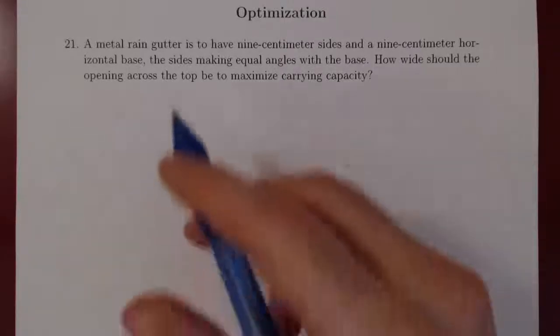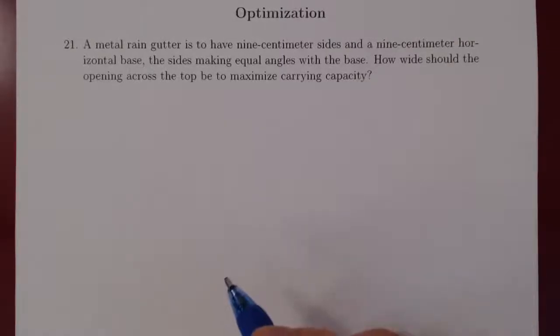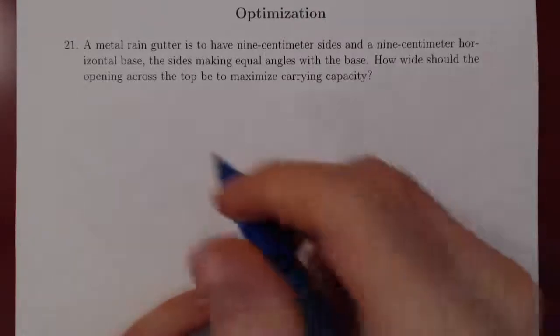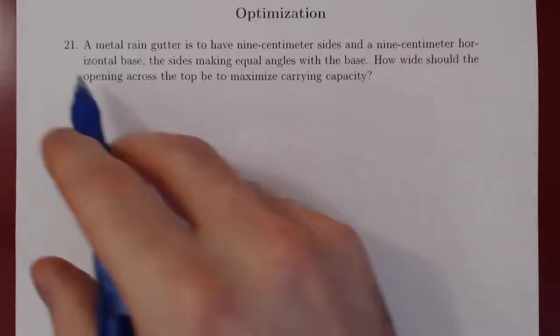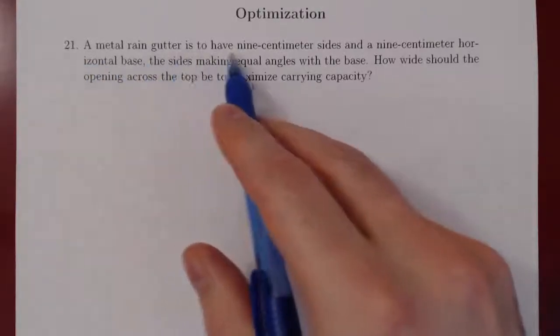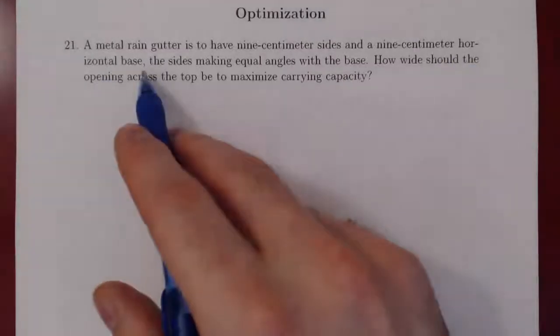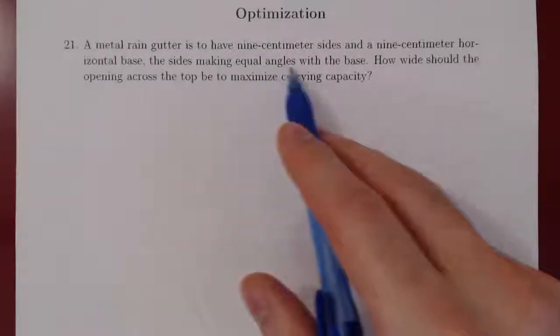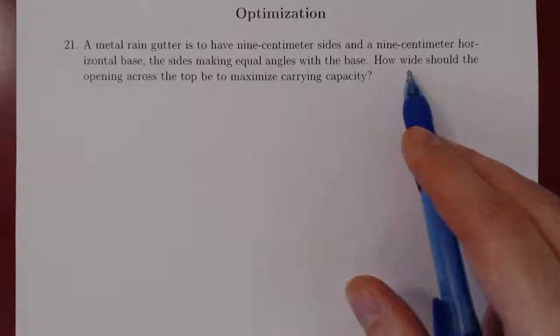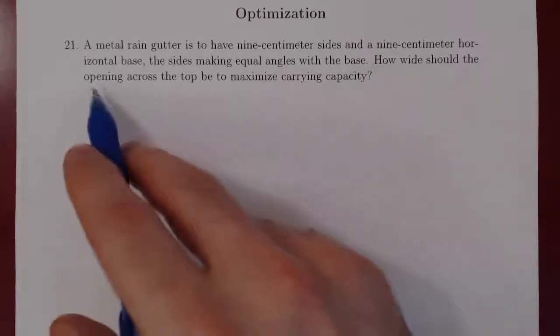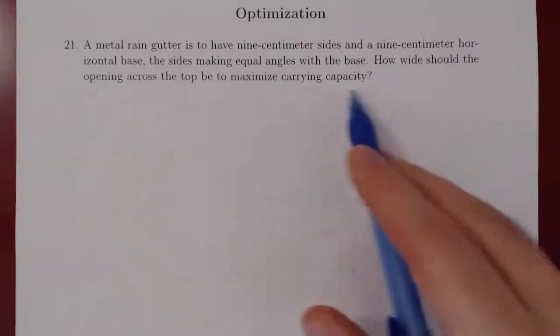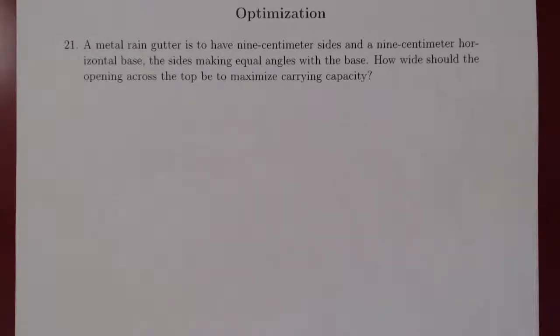Okay, so in this video, we will consider our sixth problem of optimization, and this is problem number 21 on the problem sheet on optimization. Let's look at the problem. A metal rain gutter is to have 9 cm sides and a 9 cm horizontal base. The sides making equal angles with the base. How wide should the opening across the top be to maximize carrying capacity?